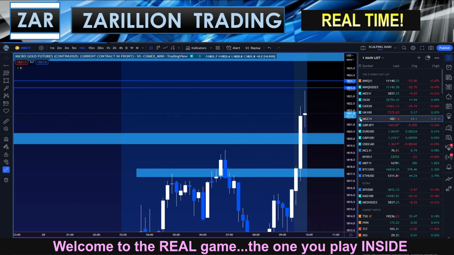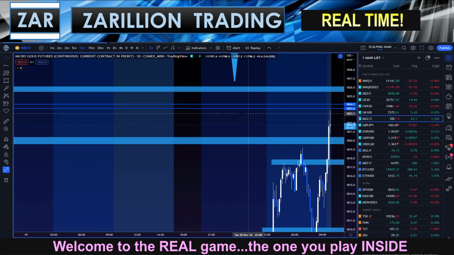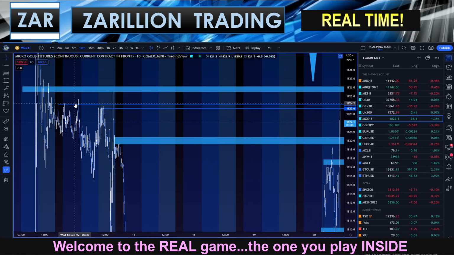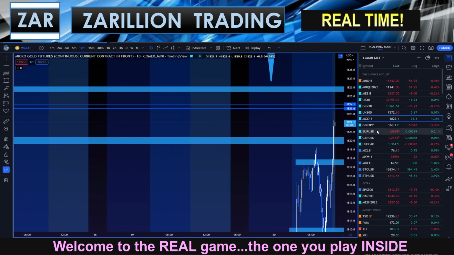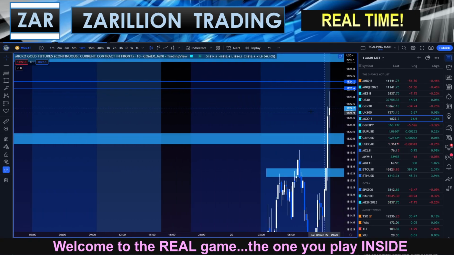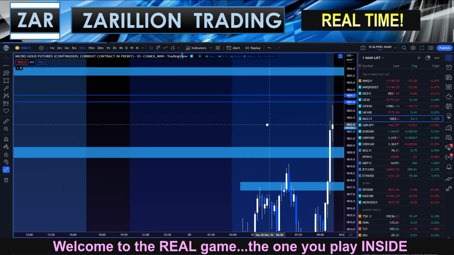And this thing still might drive higher, but you notice it drove right into these resistance areas here that I mentioned earlier that are so very important, even though they don't look that important to most traders.